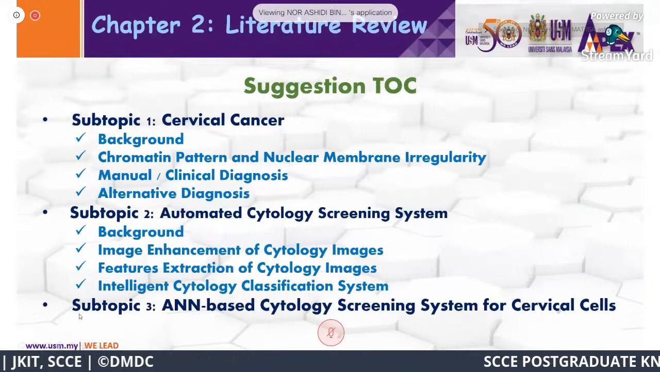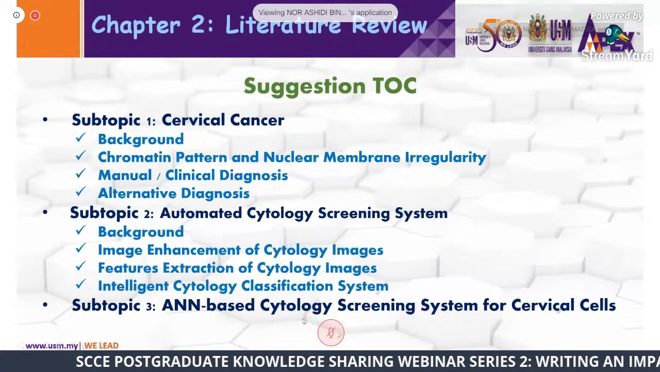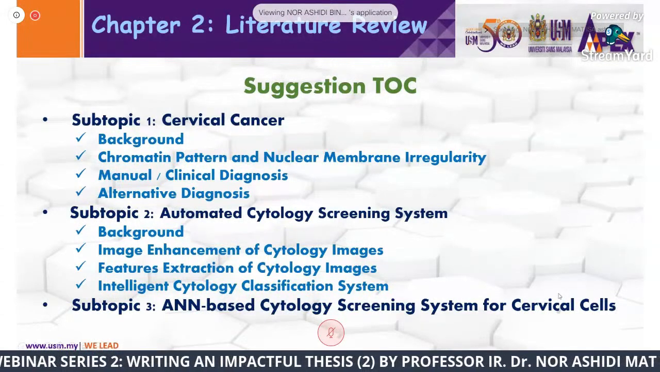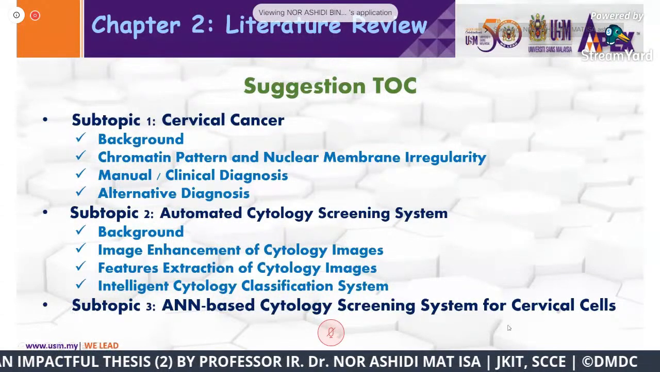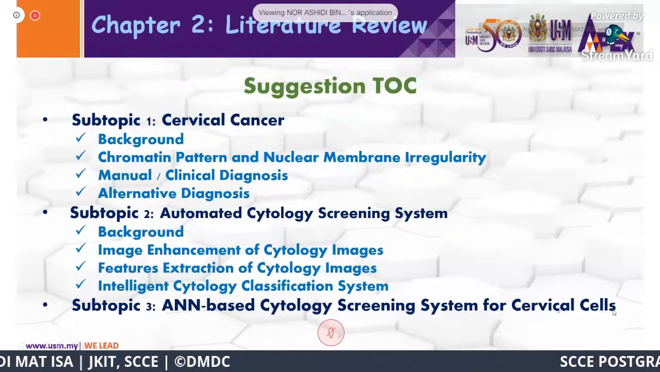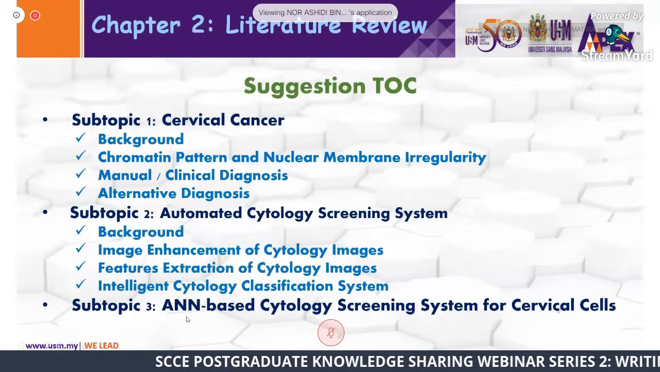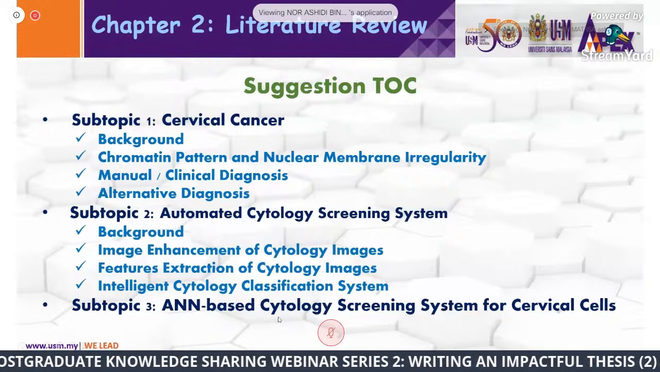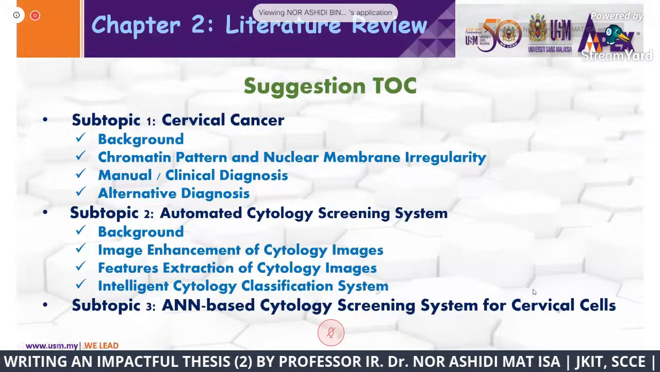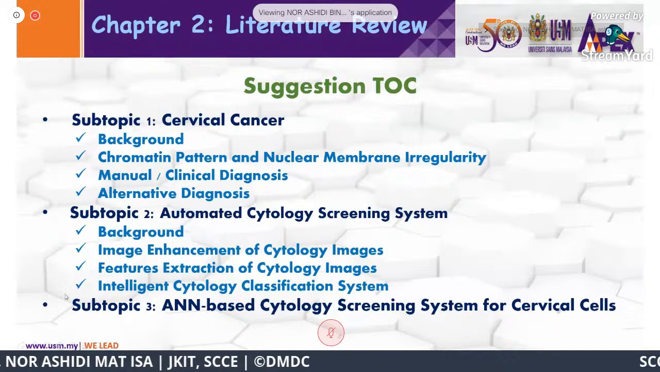Now at the end, when you have the subtopics, you combine these 2. That's why you can have the third one, which is the ANN-based cytology system for cervical cancer. You must have one specific topic for this one, because this is your niche area to focus on. You want to apply the ANN to develop a cytology screening system for cervical cancer, so you must have one specific subtopic for your niche area.